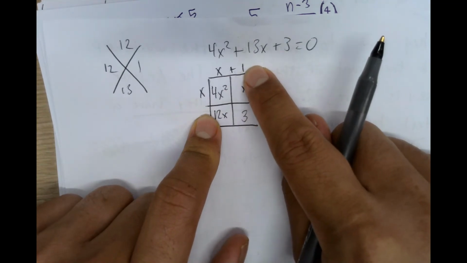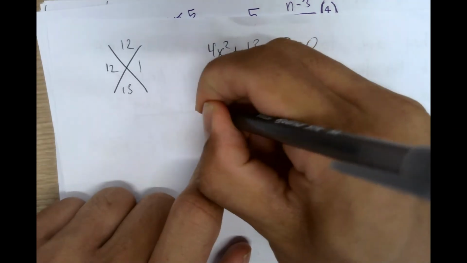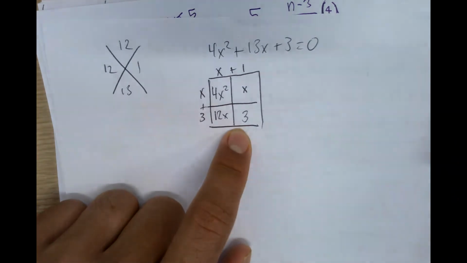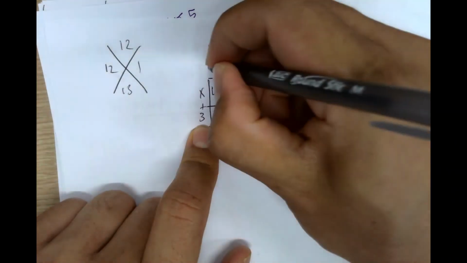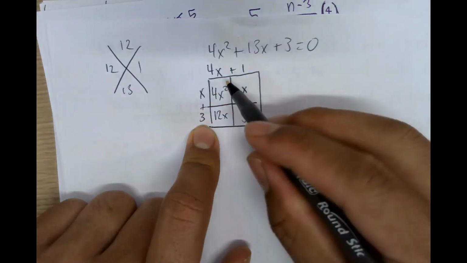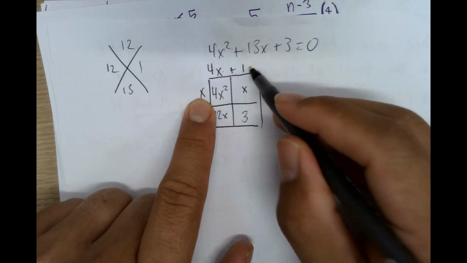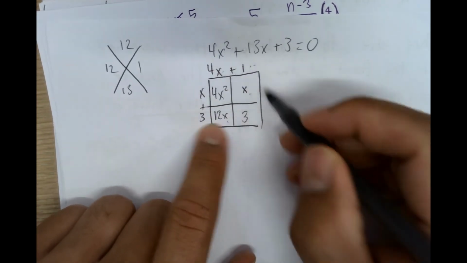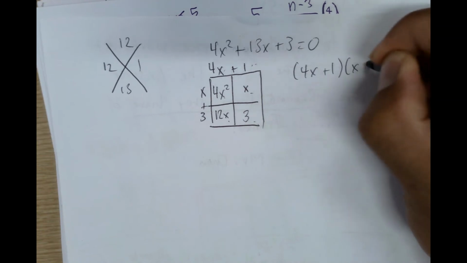Right, so 1 times what number equals 3? Well, 1 times 3 is equal to 3. And it looks like we're almost done here. Well, what number times 3 is equal to 12x? Well, 4x. And you can see here 4x times x equals 4x squared. x times 1 equals x. 4x times 3 equals 12x. 1 times 3 equals 3. And so you can see that I have factored successfully: 4x plus 1 times x plus 3 equals 0.